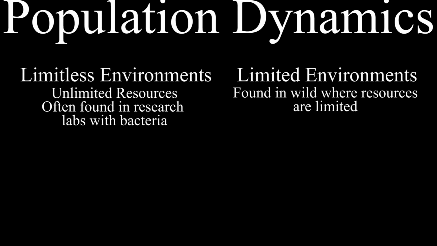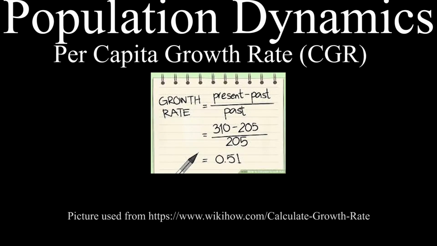Here are some other important things that one should know about the study of population dynamics. There are two different ways to calculate growth within a species. These depend on whether or not the species live in a limitless environment or a limited environment. In both, however, you need the per capita growth rate. This is a topic I've not yet talked about, so let's hop in.